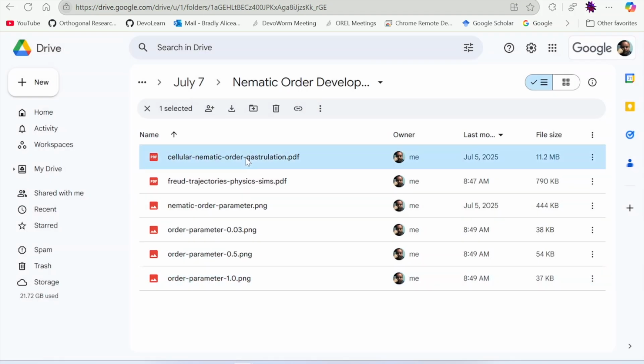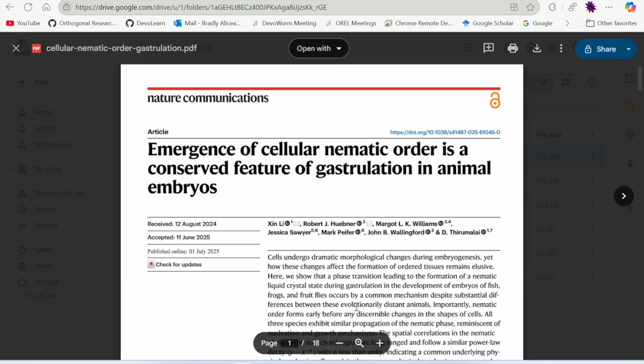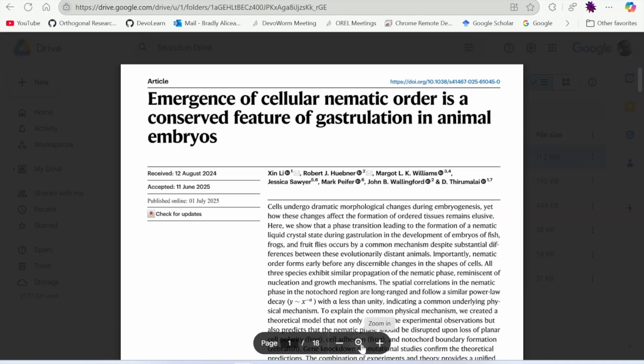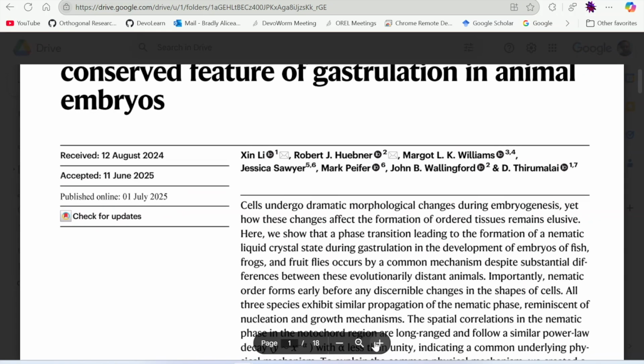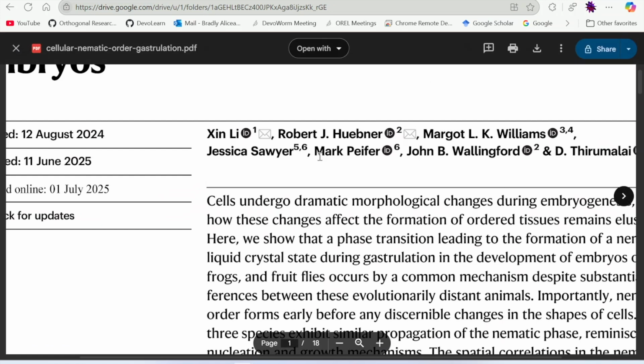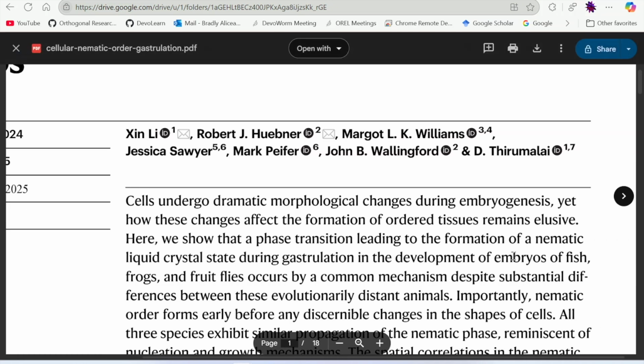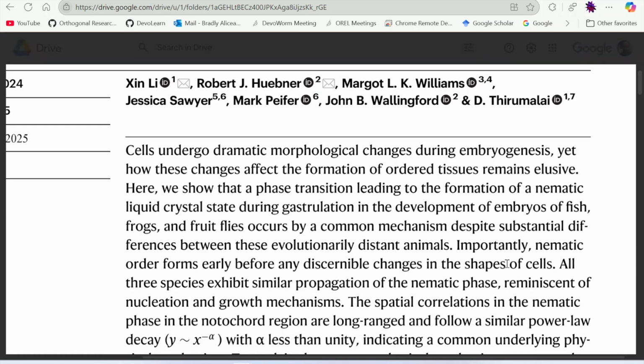Okay, so then that brings us to the paper of the day. This is in Nature Communications. I guess it was published online this week. John Wallingford is on this, Mark Peifer, they're developmental biologists, Robert Huebner. And they're basically trying to figure out whether we can look at cells in development and say whether or not they have some sort of nematic order to them. And how does that happen?